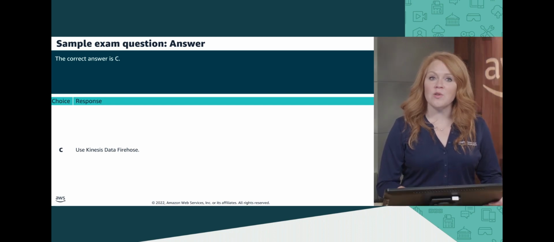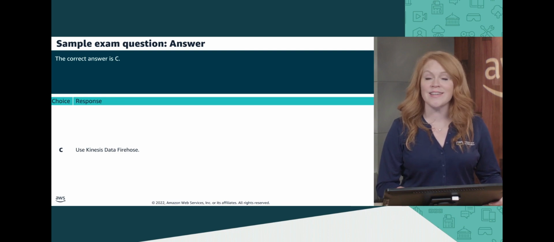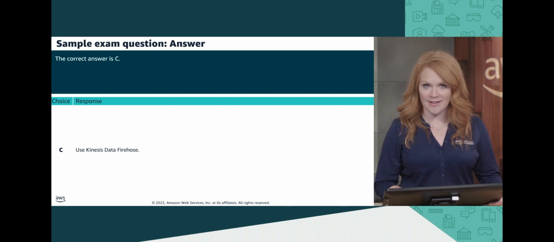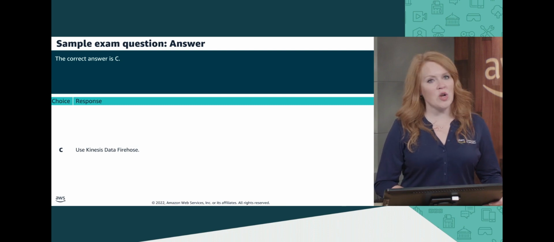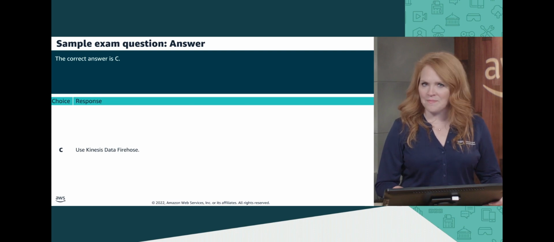Kinesis Data Firehose is designed to perform common transformations on streaming data before delivering it to destinations, including Amazon S3, while requiring little or no coding. Therefore, choice C is the best option.